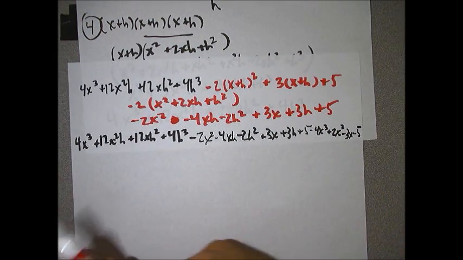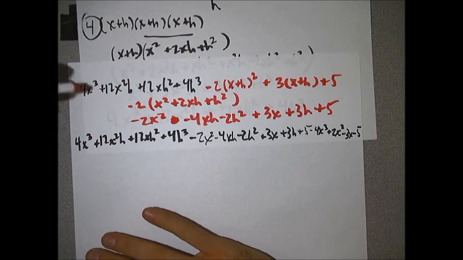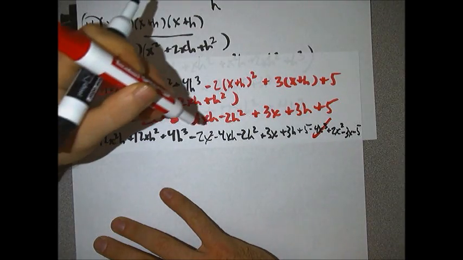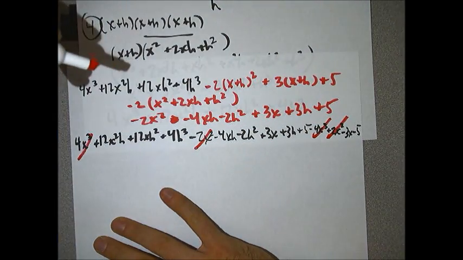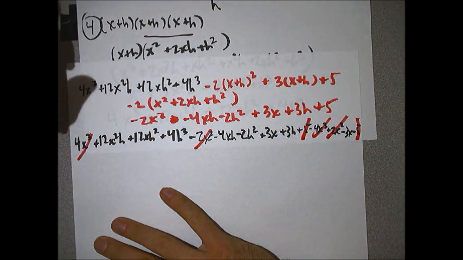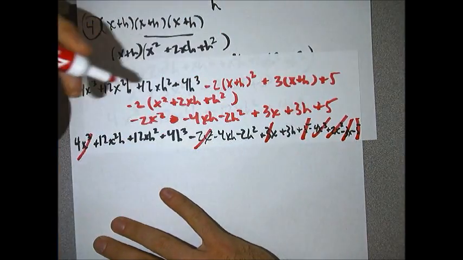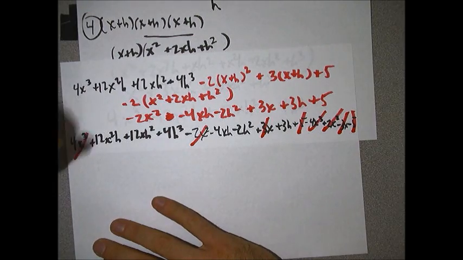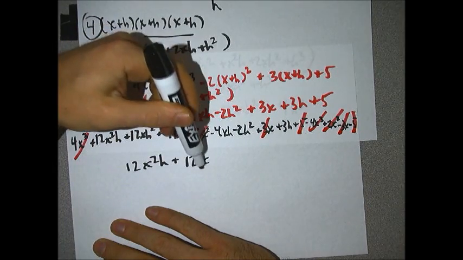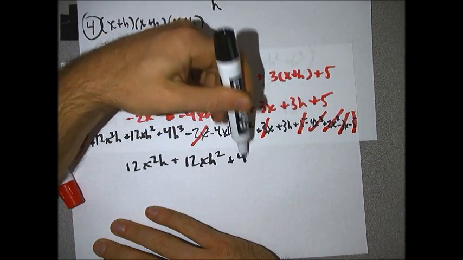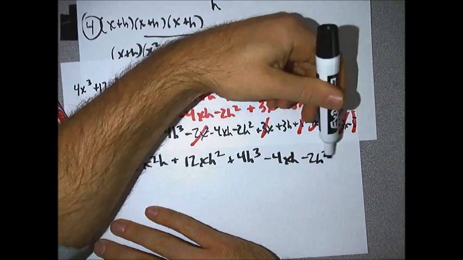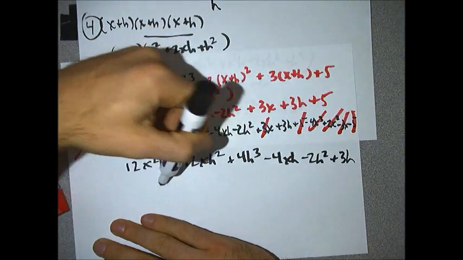All right, help me find the canceling. What are we canceling? 4x to the third and 4x to the third. 2x squared and 2x squared. 5 and 5. 3x and 3x. Typically anything that doesn't have an h should cancel, right? Is that everything? So we have 12x squared h plus 12xh squared plus 4h to the third minus 4xh minus 2h squared plus 3h all over h.